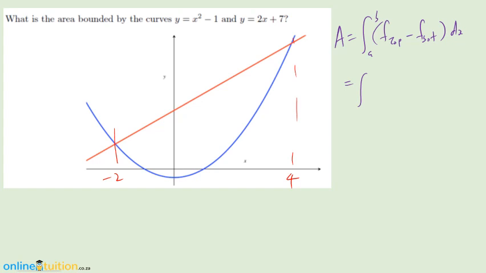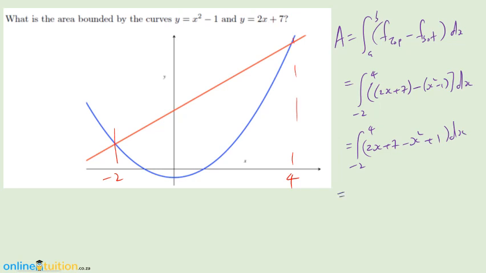So it runs from minus 2 to 4. The top function is 2x plus 7. The bottom function is x squared minus 1. Watch the brackets. Beautiful. Just simplify the inside and integrate. So we have 2x plus 7 minus x squared plus 1 dx. A little more simplification, you don't really have to. I'll bring the minus x squared there as a leading term, then the 2x, and 7 and 1 is 8, dx.